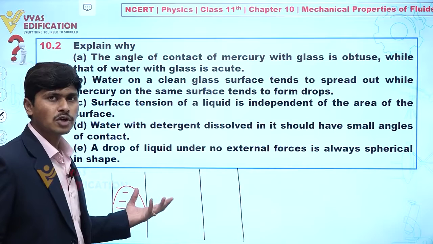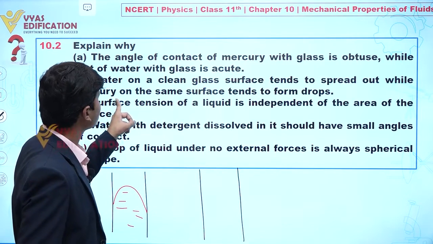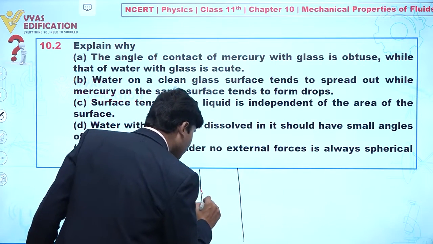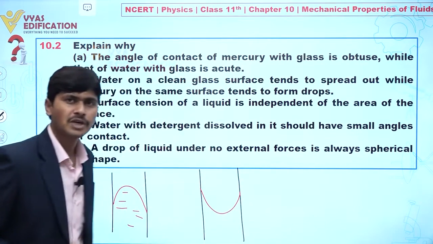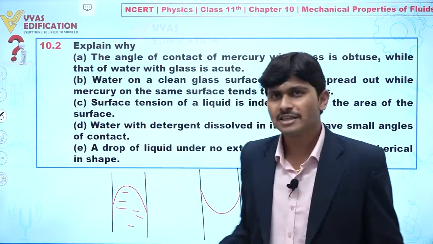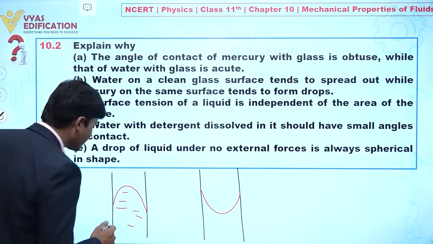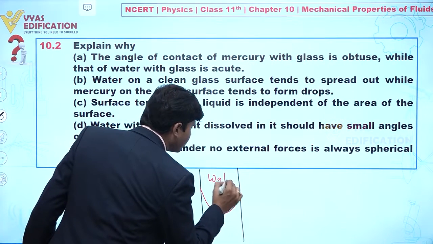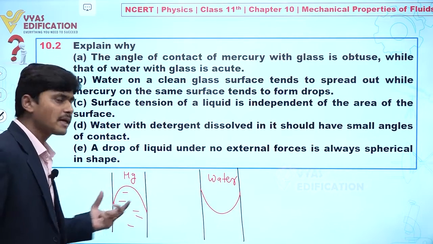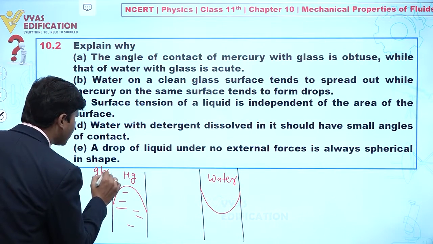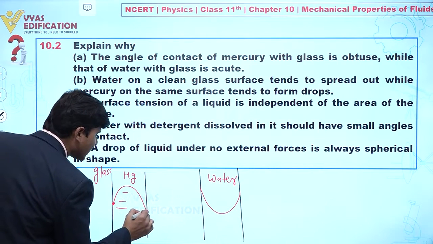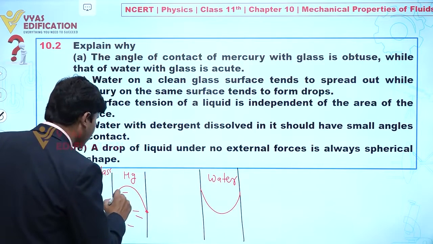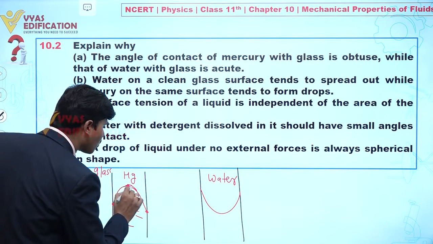But if I am talking about water in a glass, the meniscus will be like this. Now why is this happening? This is very important. This one is mercury and this one is water. For mercury and glass, the forces acting between them are the adhesive force, and between mercury molecules we have the cohesive force.